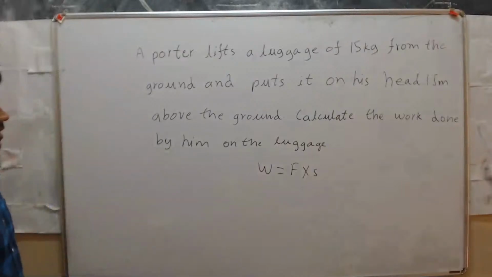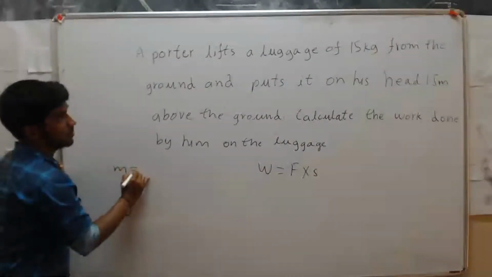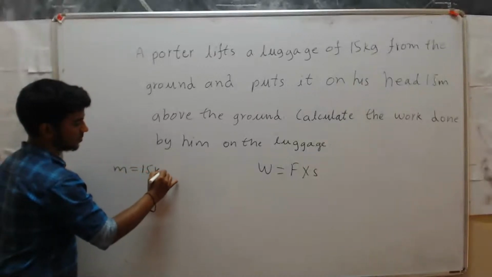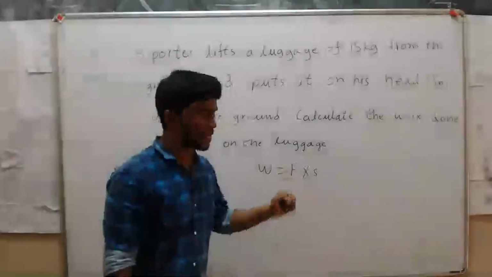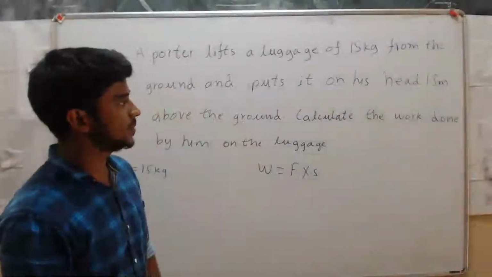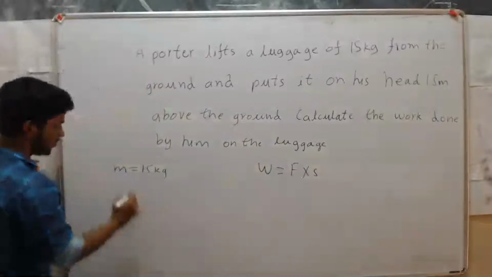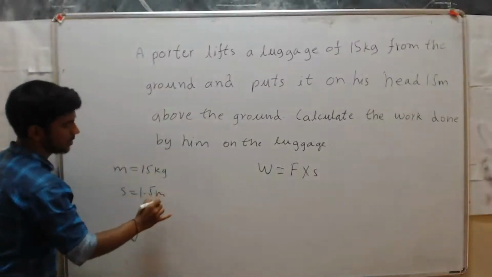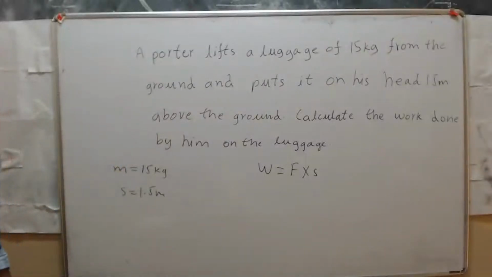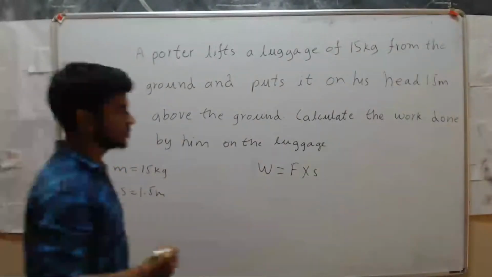Here they have given mass, m equals 15 kg. To calculate work done, we need force and displacement. Here they have given displacement, that is 1.5, so s equals 1.5 meter. But we don't know the force, right?